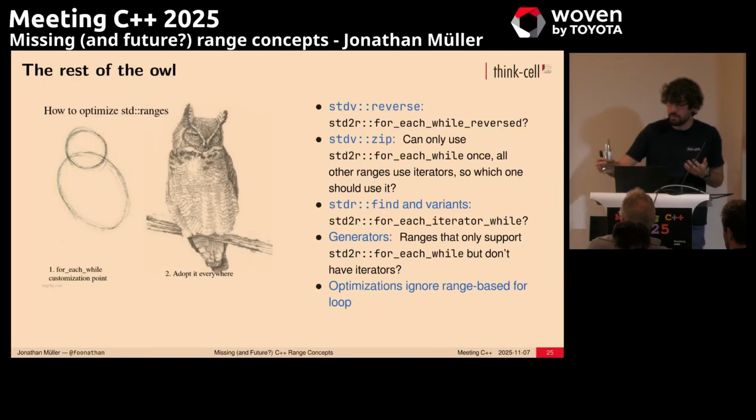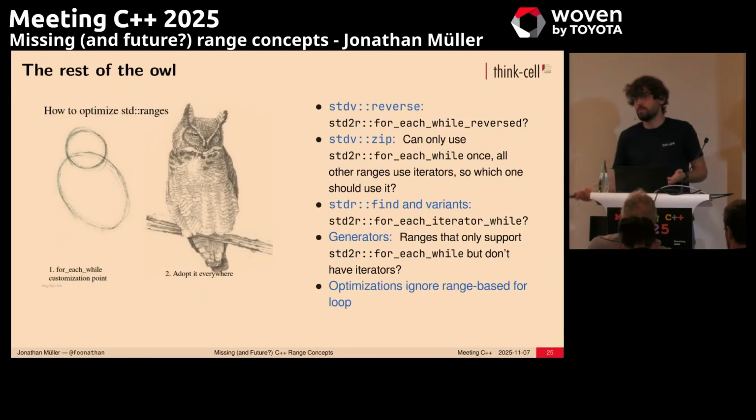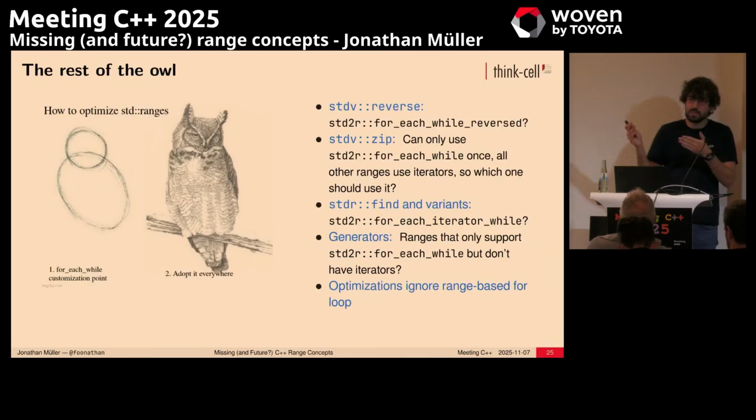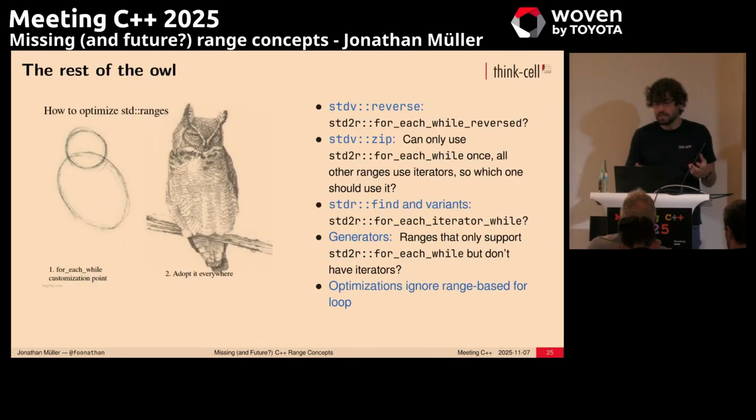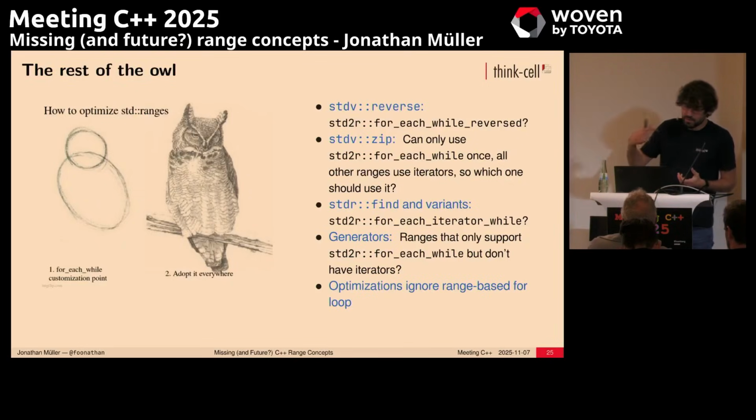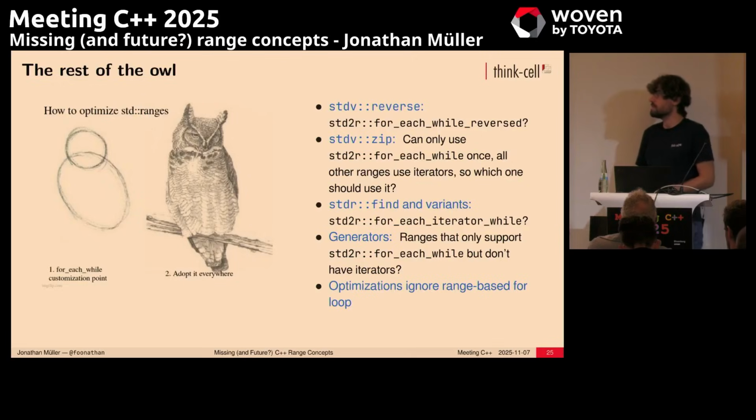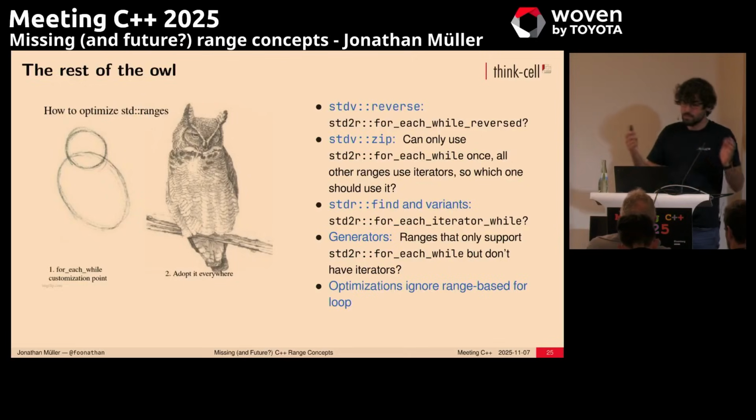And of course, the big problem is that all of those optimizations completely ignore the range-based for loop, right? Whenever you use the range-based for loop, you don't get the optimization because it is defined to fall back to iterators. So I think we actually ban the range-based for loop. We have to use for each because that's significantly faster than the range-based for loop as soon as the ranges are non-trivial.